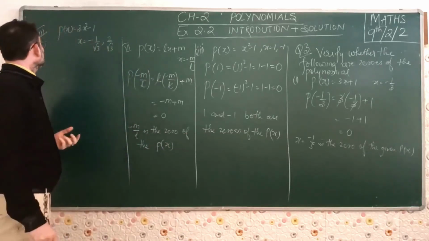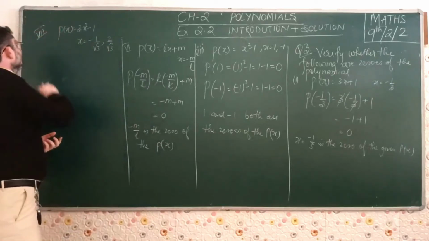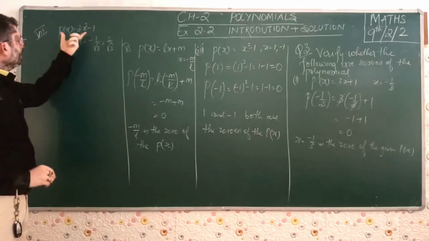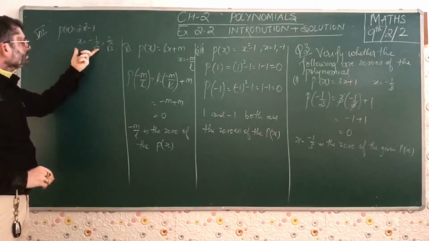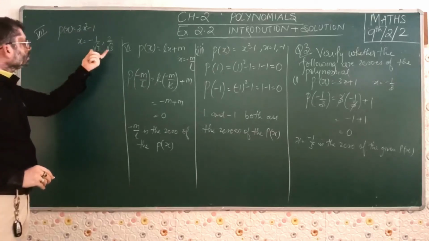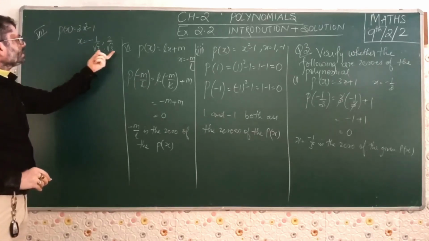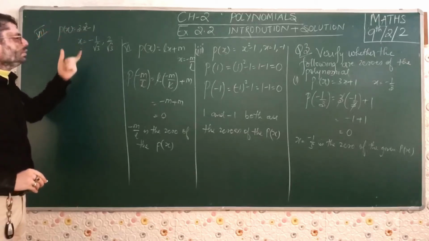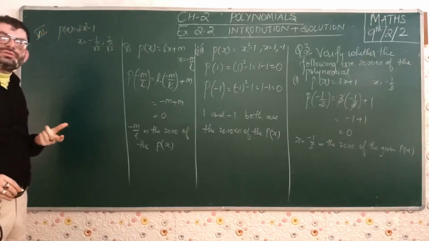Moving on to bit number 7. p of x is equal to 3x square minus 1 and we have to check for values of x as minus 1 by root 3 and 2 by root 3. We will have to check both the values. If on substituting both the values in p of x, the value of the polynomial becomes 0, then we can say these are the zeros of the polynomial.